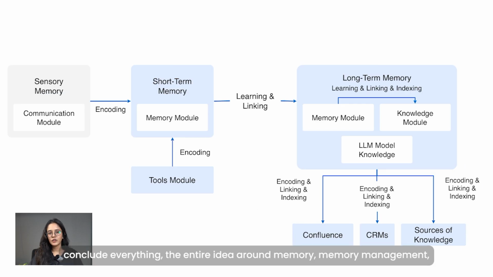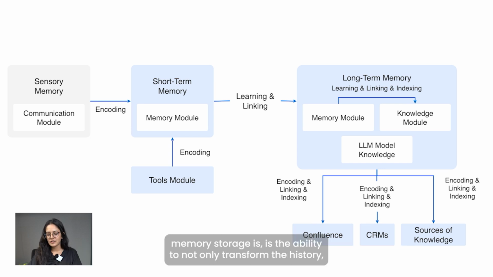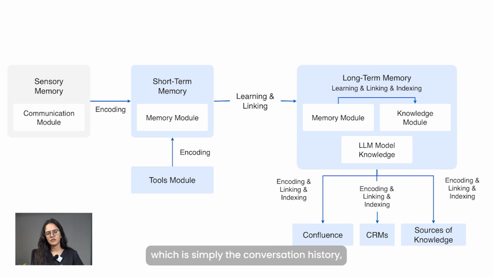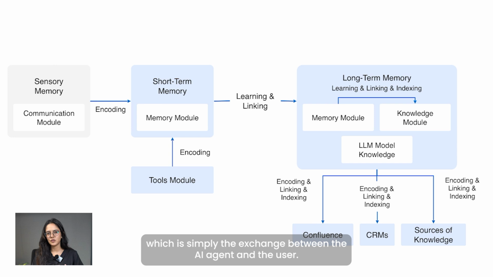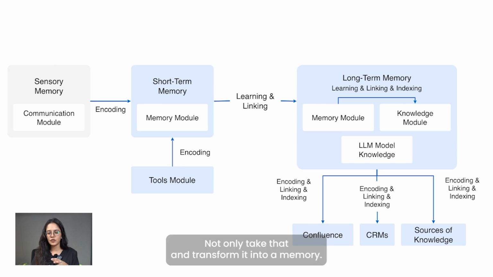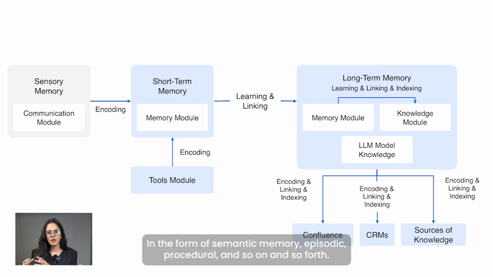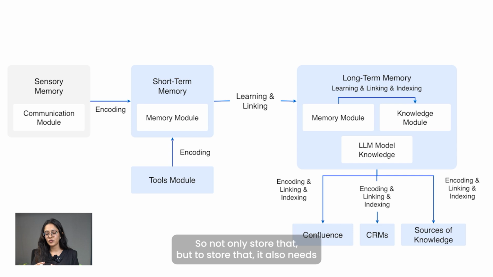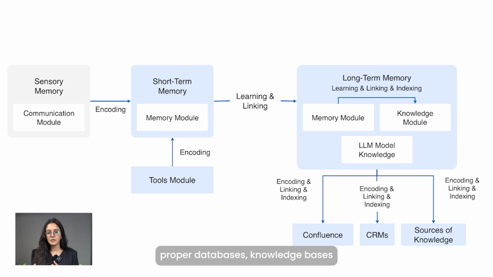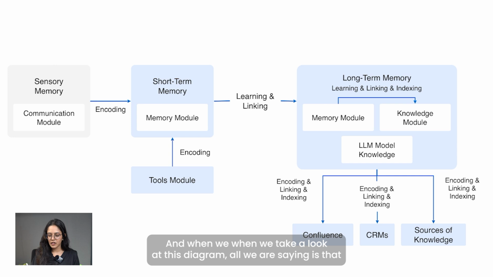So to conclude everything, the entire idea around memory management and memory storage is the ability to not only transform the history, which is simply the conversation history, the exchange between the AI agent and the user, and transform it into a memory in the form of semantic memory, episodic, procedural, and so on and so forth. So not only store that, but to store that, it also needs proper databases, knowledge bases, the mechanism to store that data.